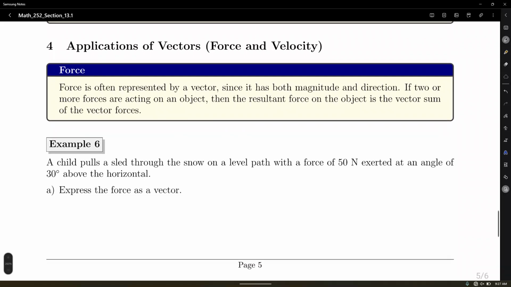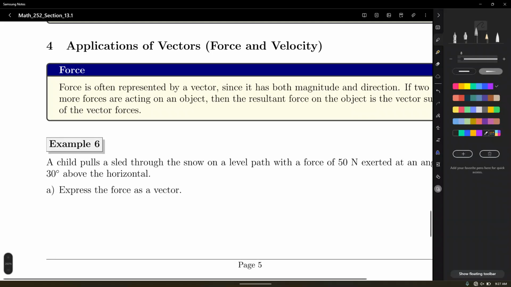So let's start with the basic ones. What do we have? A child pulling a sled through the snow on a level path with a force of 50 newtons exerted at an angle of 30 degrees above the horizontal. They're asking us to express this force as a vector. Number one, a diagram always helps. So a diagram where we're going to have this vector 30 degrees above the horizontal, and the magnitude of this vector right here, which is 50 newtons. So that's our diagram.